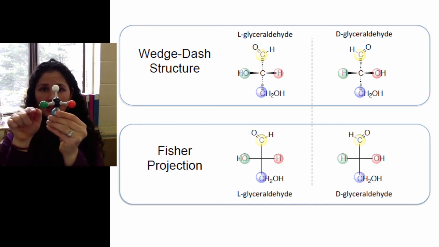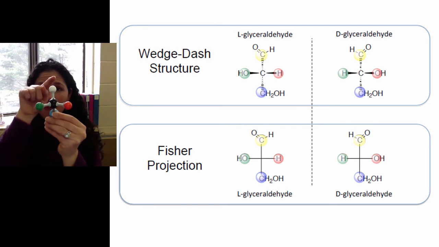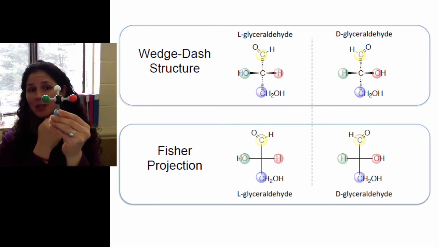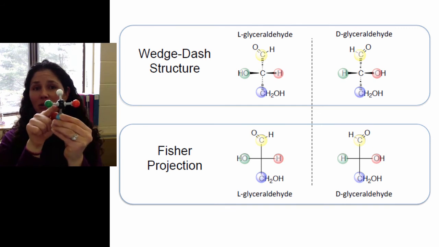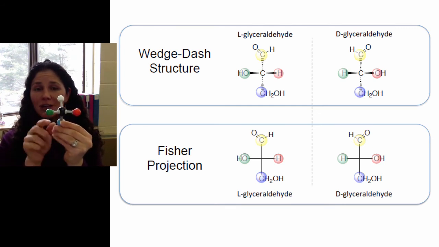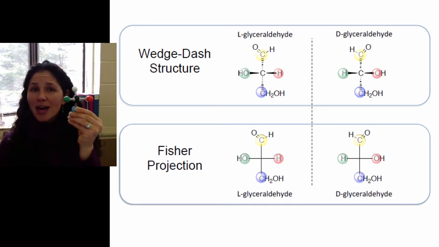If you look at my molecule here, I'm trying to show you that the 2 groups that are horizontal are coming out at you. And the 2 groups that are up and down are going away from you. This model is represented by the wedge and dash structure. 2 groups towards you are horizontal and 2 groups away are vertical. One way that we will represent this type of structure is with a Fischer projection.